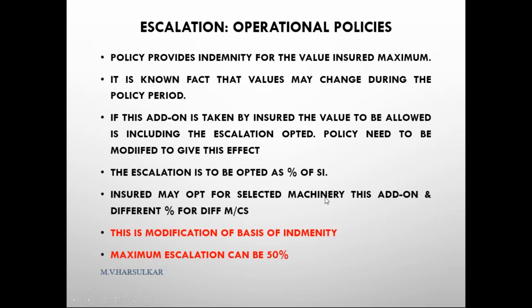The insured may opt for selected machinery. So if he has 20 machines in a particular policy, it is not necessary that he should take escalation for all 20 machines. He can say that I want it only for these 5 machines. Again, for those 5 machines, it is not necessary that he should opt for a uniform percentage of escalation. He can opt for different percentages of escalation for each machine. So the escalation endorsement schedule will show how much percentage of escalation is there for a particular machine. So this is basically a modification of the basis of indemnity. The maximum escalation percentage that can be taken is 50%.